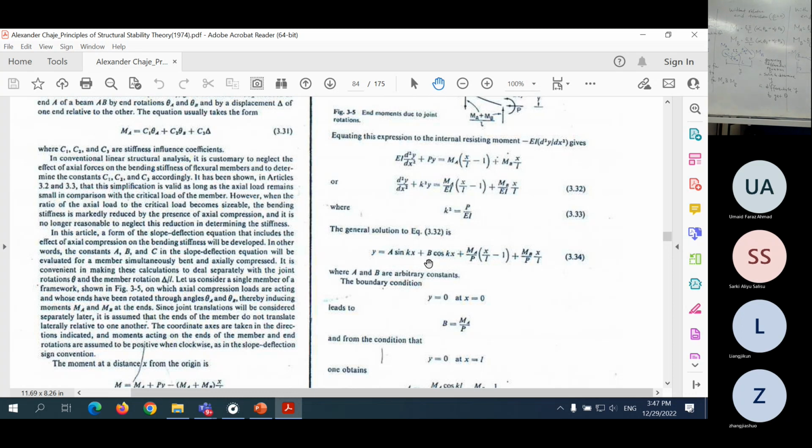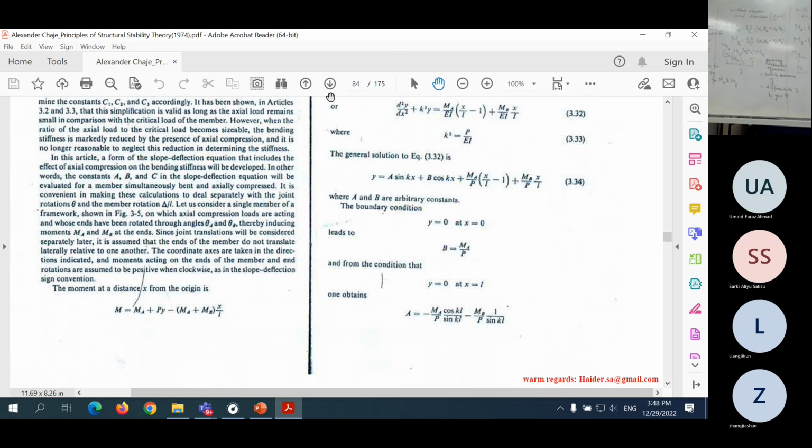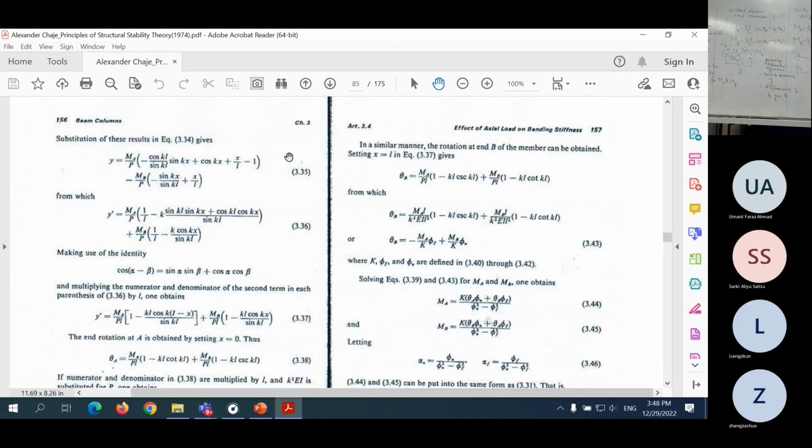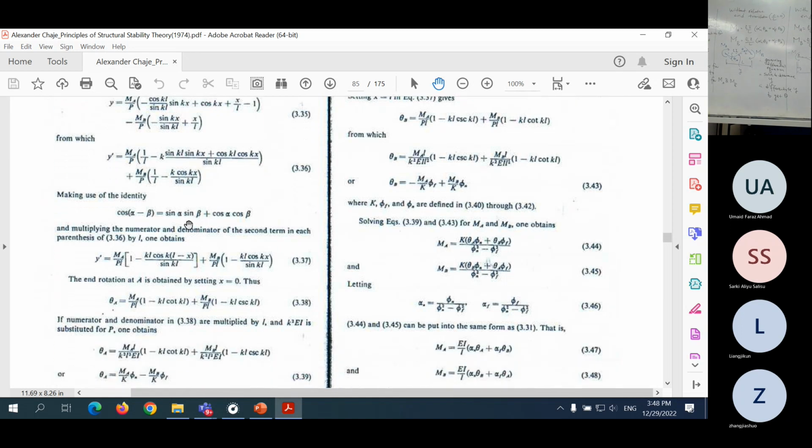What is y? Once you get the y, which is here, then you differentiate dy/dx, and you get the rotations, because we want to get the rotation. So we differentiate this. Then there are some mathematical processes related to sine, cosine that you can simplify. So it becomes equation 3.37. So equation 3.37 is the general equation for rotations.